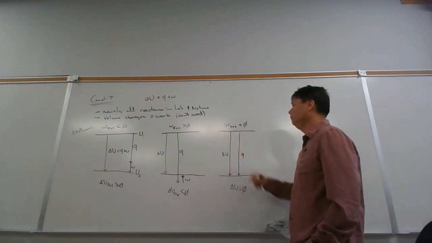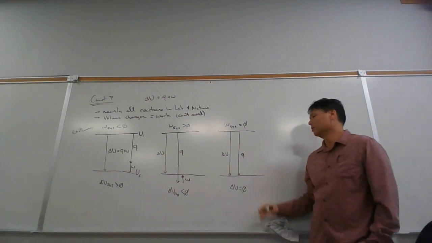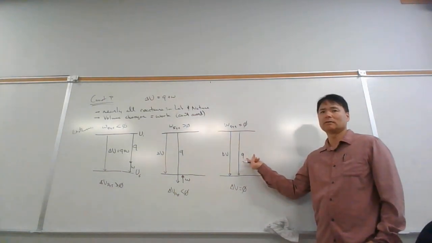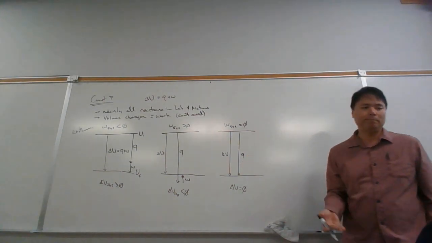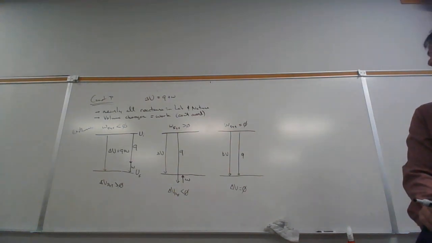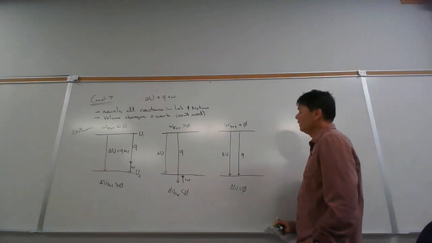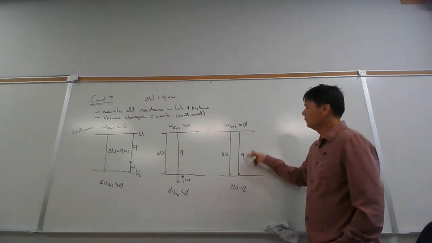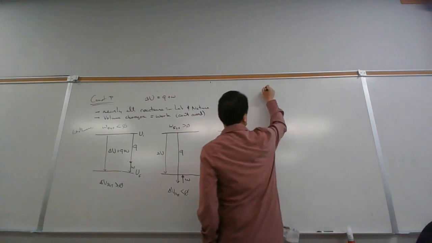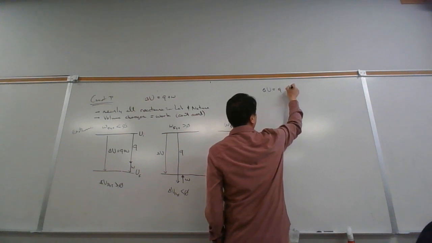Now, you can use this heat to do work, actually. This doesn't have to go in as heat. What I like to call this is available energy here. And so delta U is equal to Q plus W.